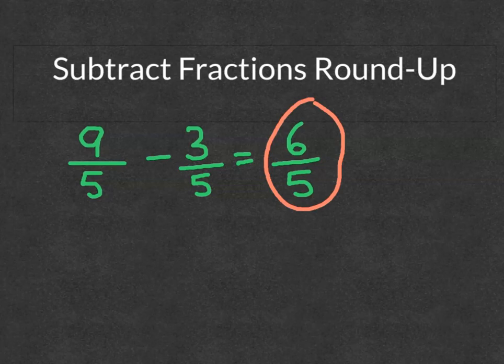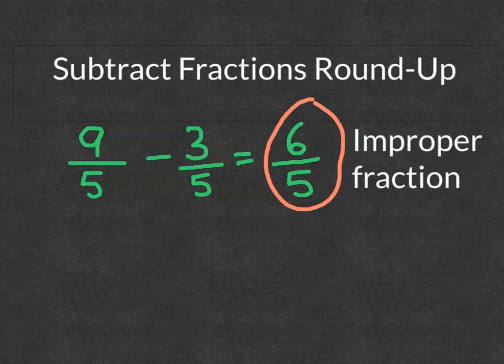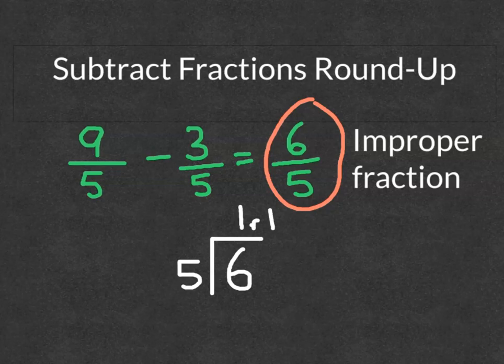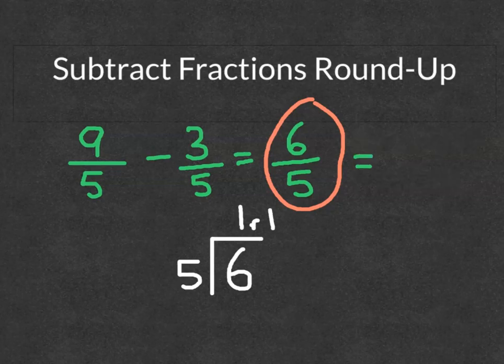What do you notice? 6/5 is an improper fraction. We've got to change it to a mixed number. How many times does 5 go into 6? Well, it goes in once, and it's got a remainder of 1. That tells us 9/5 subtract 3/5 leaves 1 whole and 1/5.